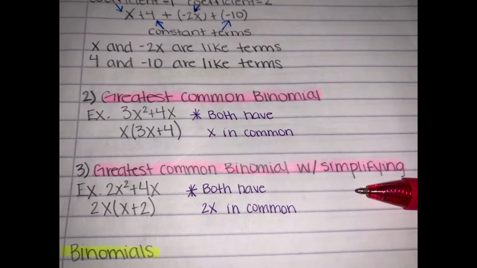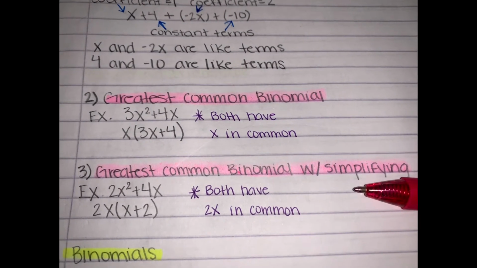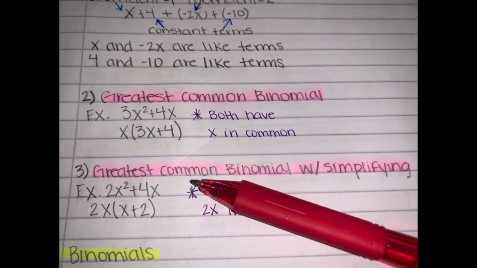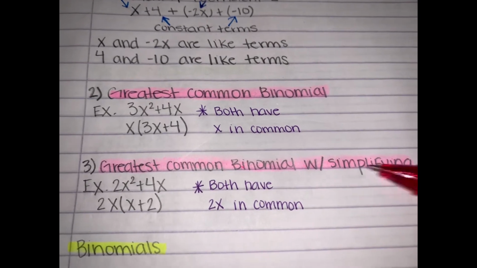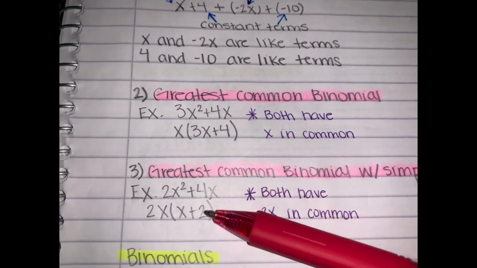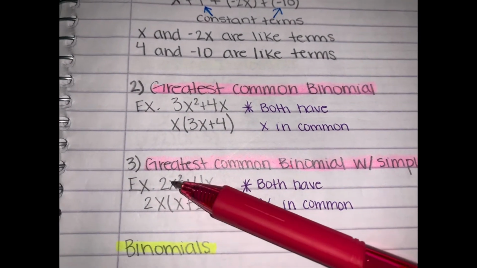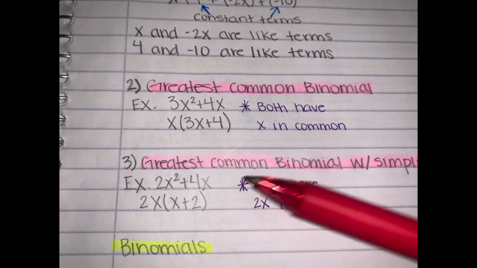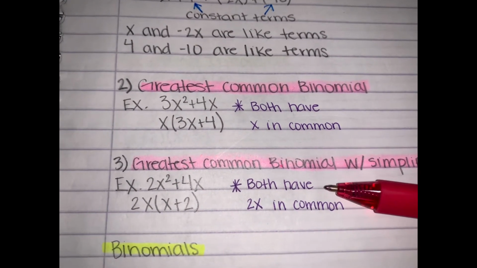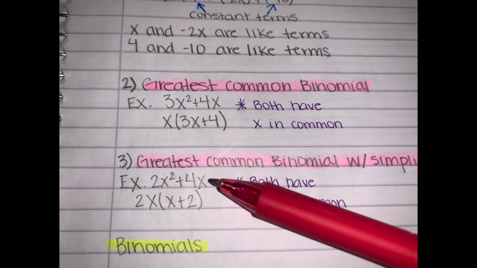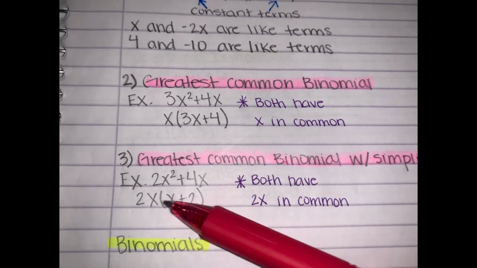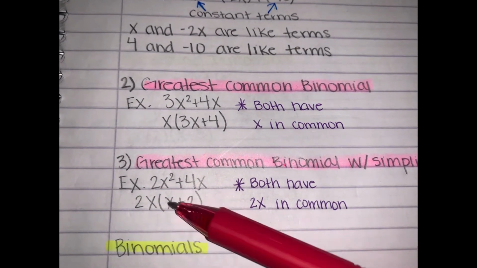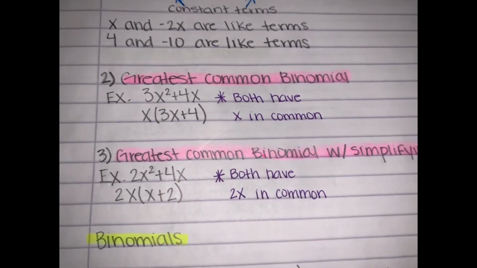For the third example of greatest common factor, I wrote greatest common binomial with simplifying. So the example I put for this one was 2x squared plus 4x, and for this one they both have 2x in common. So what I got was 2x parentheses x plus 2.